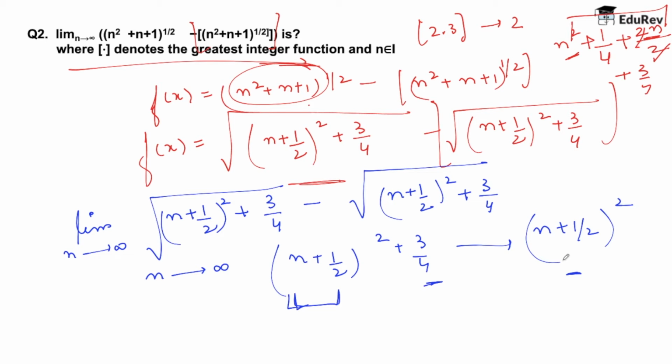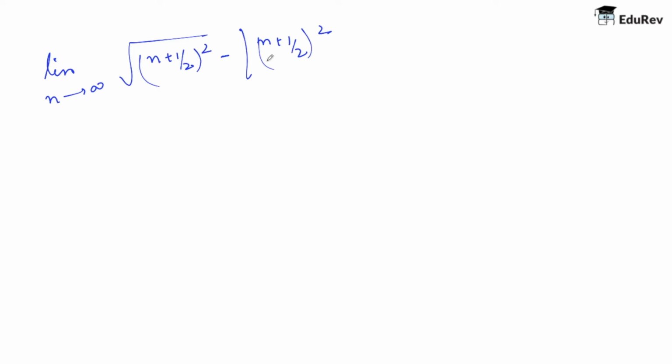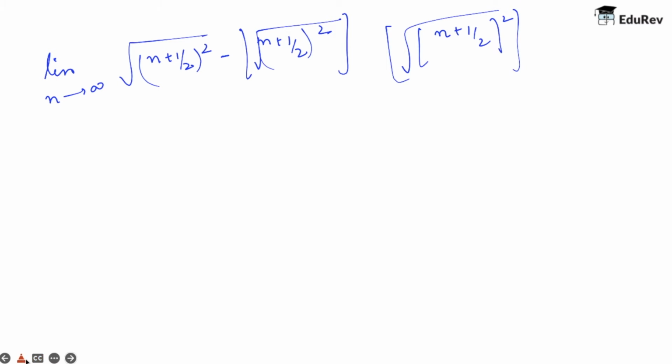into this. Alright. So what my limit is going to be, let's find out. My limit will be limit of n tending to infinity, under root of n plus half whole square minus greatest integer of n plus half whole square under root. Now, when I was taking the greatest integer of n plus half under root whole square, what is happening here is that I want to find out the greatest integer of n plus half whole square under root.